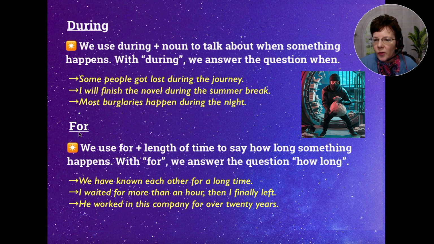All right, for. We use for plus a length of time to say how long something happens. With for, we answer the question, how long? So, for example, we have known each other for a long time. Or I waited for more than an hour, then I finally left. And then we have, he worked in this company for over 20 years. So for means how long these actions were happening.